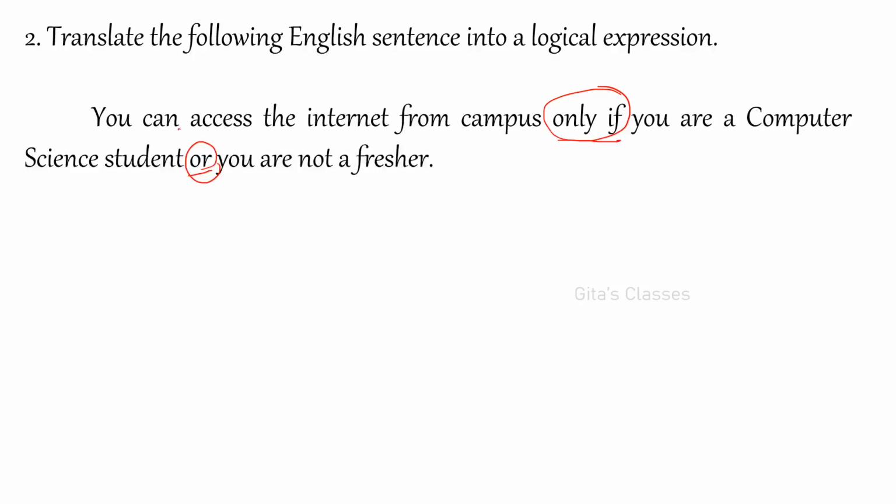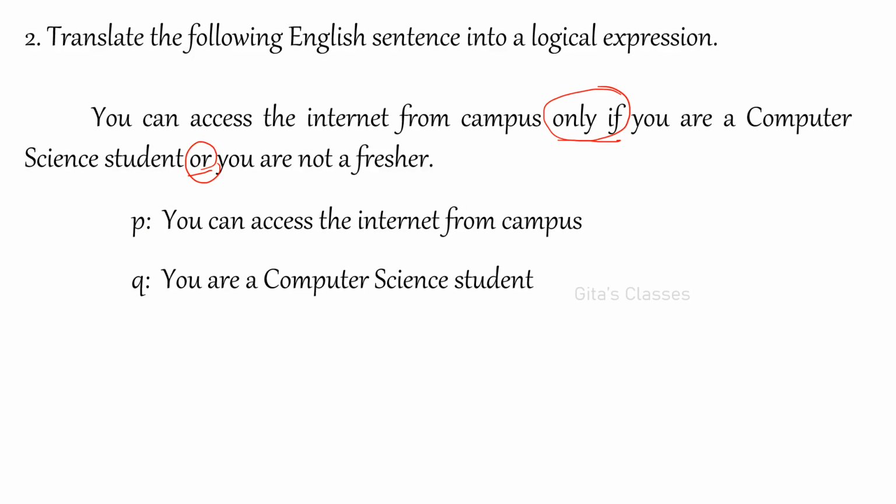So what are the atomic statements you have now? You can access the internet from campus, 1. You are a computer science student, 2, and you are not a fresher, 3. Okay, so let us assign variables for this. Let us take 'you can access the internet from campus' as P, 'you are a computer science student' as Q, and 'you are a fresher' as R.